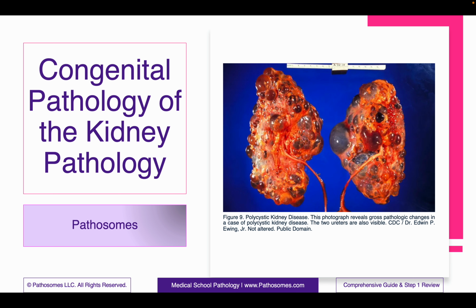Now, what's going on in this image here? You should be able to at least describe this as polycystic, right? Ring a bell? Polycystic kidney disease. I know you've heard of it.